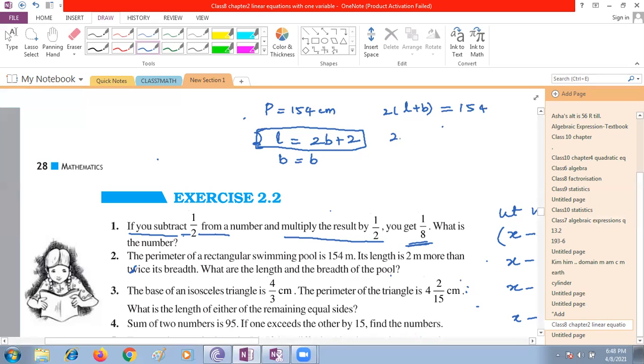You just substitute in place of length. What is the length? 2B plus 2. Breadth is the same as B. Plus breadth, same as B. It's nothing but 154 centimeters.